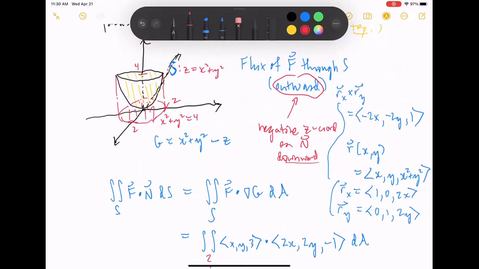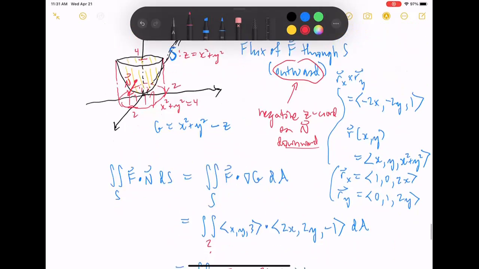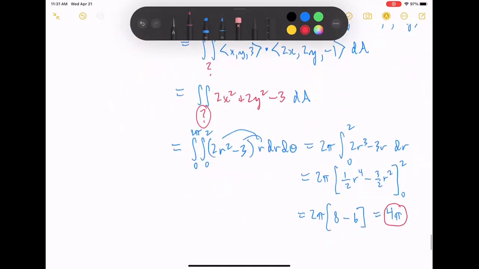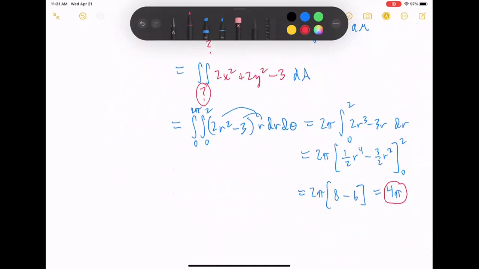Okay, no matter where we were in this particular case, our normal vector was always pointing outward. We made it so that our normal vector was always pointing outward, which means that it had a negative z coordinate in this particular case. And so we just computed the total amount of outward flux through this surface if we have the outward oriented normal. Okay, 4 pi. Any questions on that? Yeah.